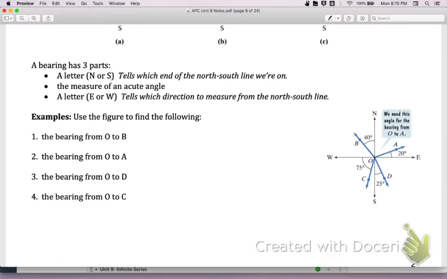Here's this picture that's got a lot of stuff on it. First, we want to find the bearing from O to B. So we're starting here in the center, and we're going to B. That's this ray right here. So we know it's going to be 40 degrees. We know that this is going to be north because we are on the north side of the north-south line. And then our angle from the north-south line is pointing towards the west. So the way that we would name this is that we would say north 40 degrees west.